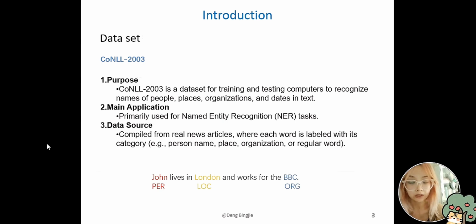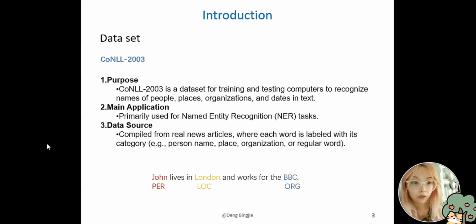And the CoNLL 2003 dataset is a tool for training and testing computers to recognize information such as names of people, places, organizations, and dates in text. It's a very well-known dataset, mainly used for named entity recognition (NER) tasks.